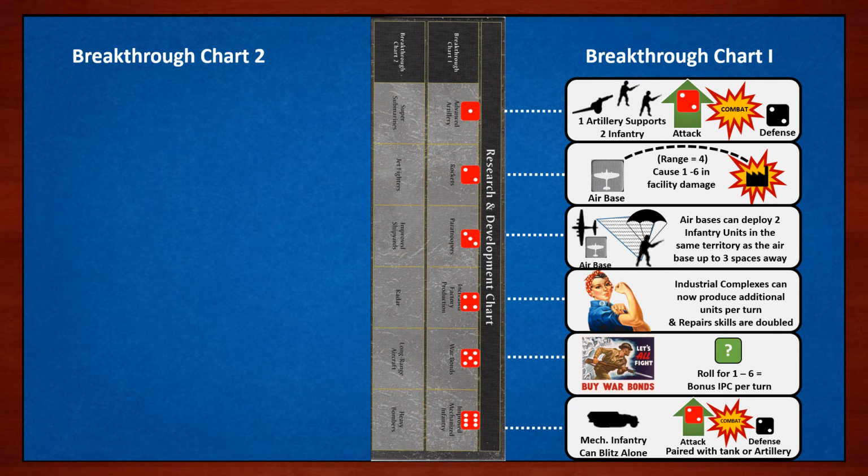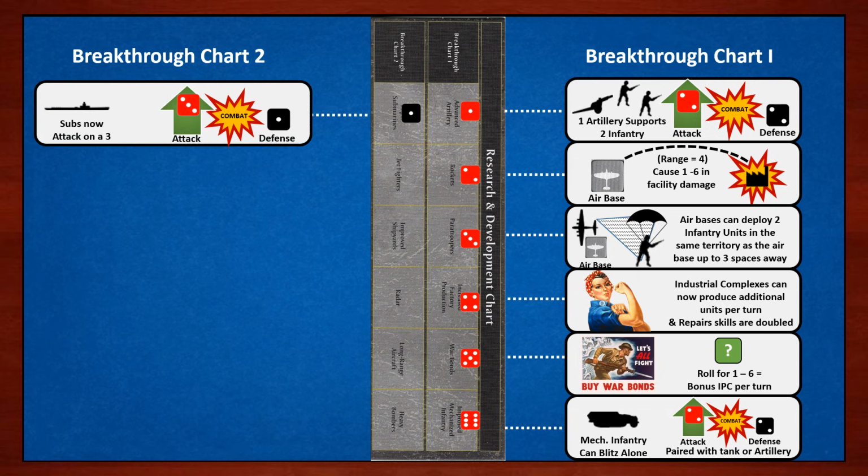Now let's look at the discoveries on Breakthrough Chart 2. On a roll of 1, super submarines are discovered. The super submarine discovery increases a submarine's attack to 3. On a roll of 2, jet fighters are discovered.